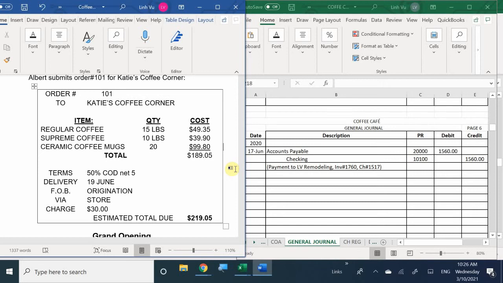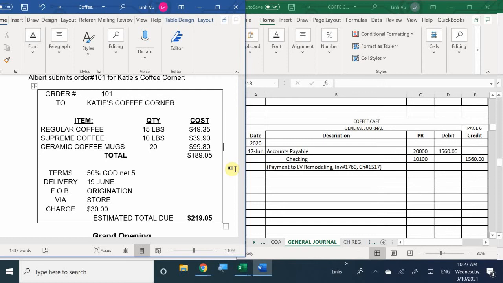What other things are written on this invoice down below? Right, we have a 50% COD, so we require them to at least commit to us. If you can deposit 50% down, then the rest of the bill, I'll bill you the rest. Okay, so that's the 50% COD net 5. When am I going to deliver this to Katie? June 19. What's today? Today's June 17. Okay, good.